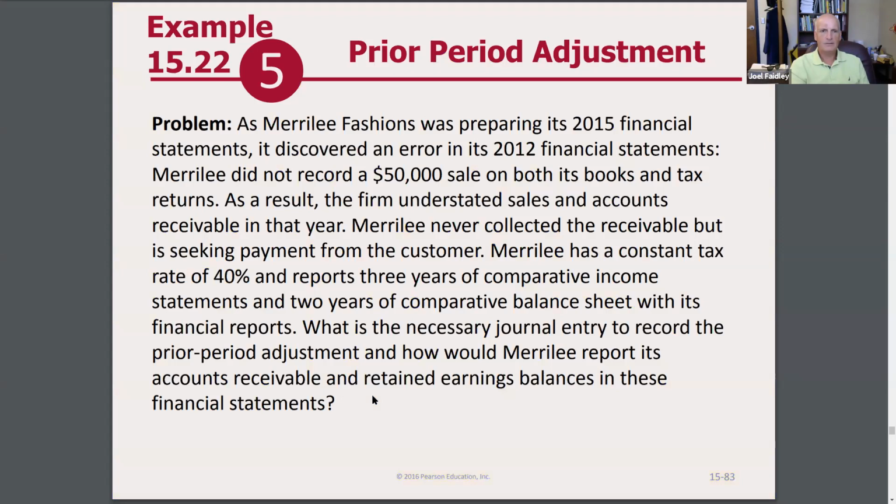I'm not sure how much is here. Let's see. Here we've got a company that didn't record a $50,000 sale on both its books and tax return. That's an error, right? Understated sales and accounts receivable, never collected a receivable, seeking payment from the customer. This is 3 years later. Wow. Tax rate. So what's that look like?